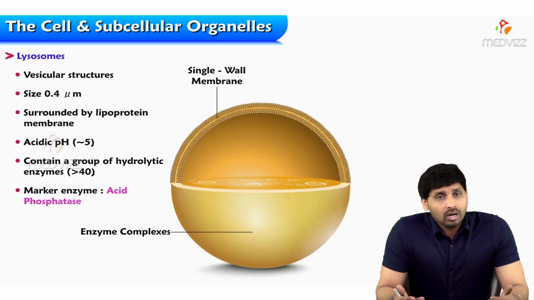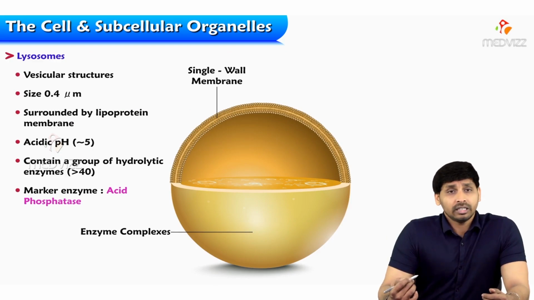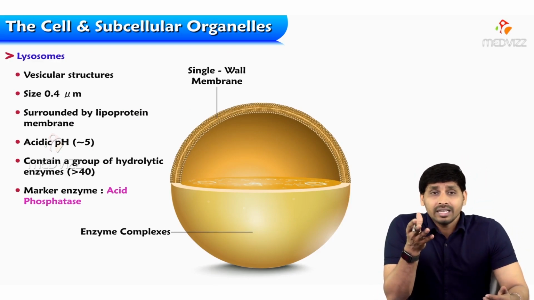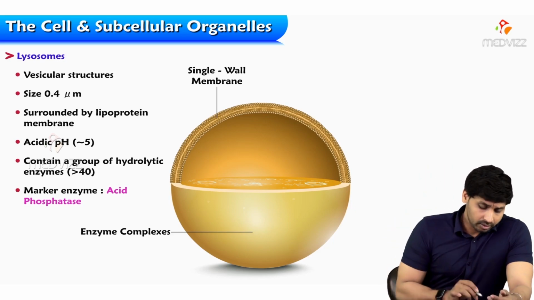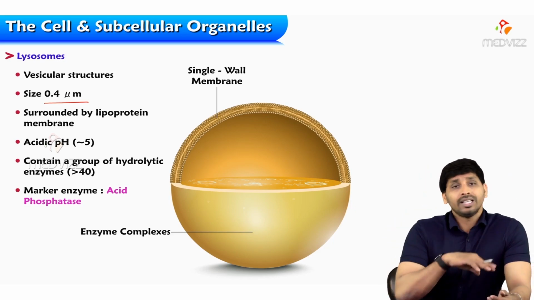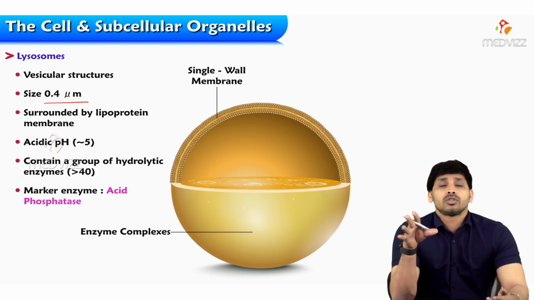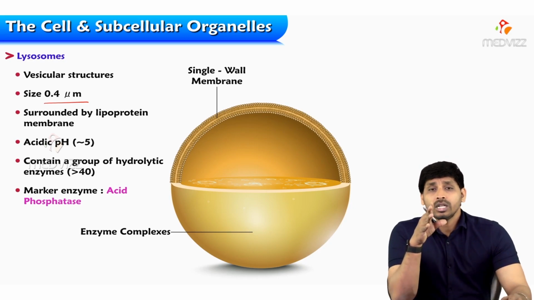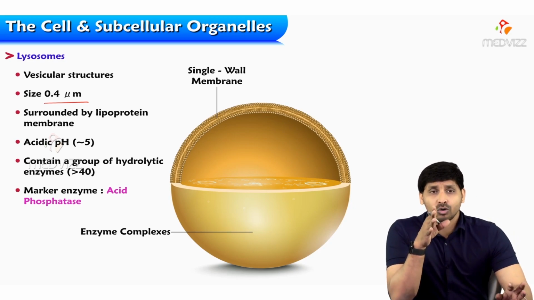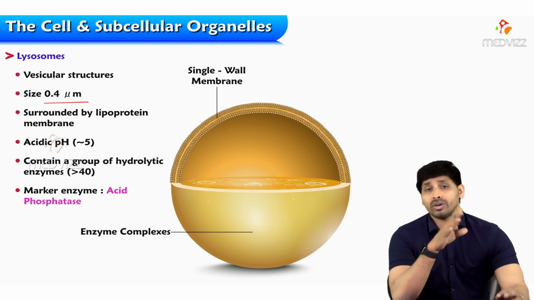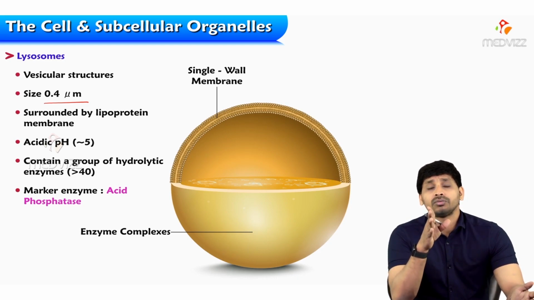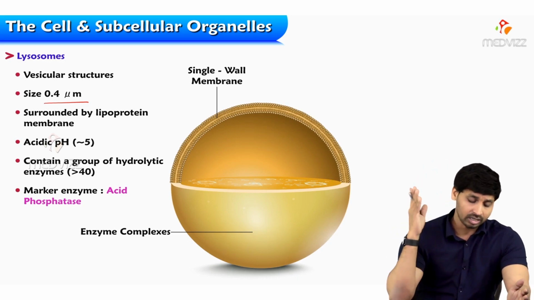Coming to the next one, lysosomes. Lysosomes are vesicular structures, very small, about 0.4 micrometers in size. They are surrounded by a lipoprotein membrane. Lipoprotein is nothing but a combination of lipid and protein. What is the main specification of this lysosome? They carry acidic pH. The rest of the cell has a normal pH of around 6.8 to 7.2, but the lysosome has an acidic pH, that is 5.